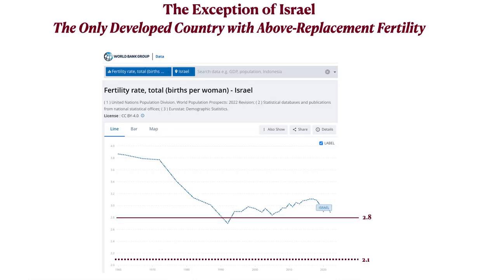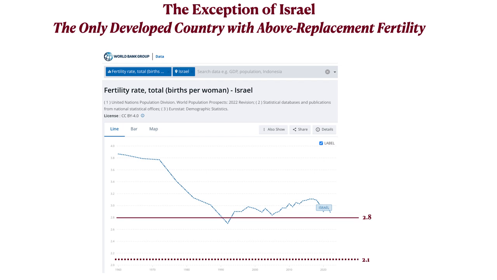The real exception in the world, though, is Israel, because it is the only developed, wealthy country with above replacement level fertility, and pretty significantly above. You can see this graph here with the total fertility rate of Israel. I have the replacement level at 2.1 in dots, and you can see it did drop down to below 2.8, but it never came close to replacement level. And after bottoming out, it increased again.